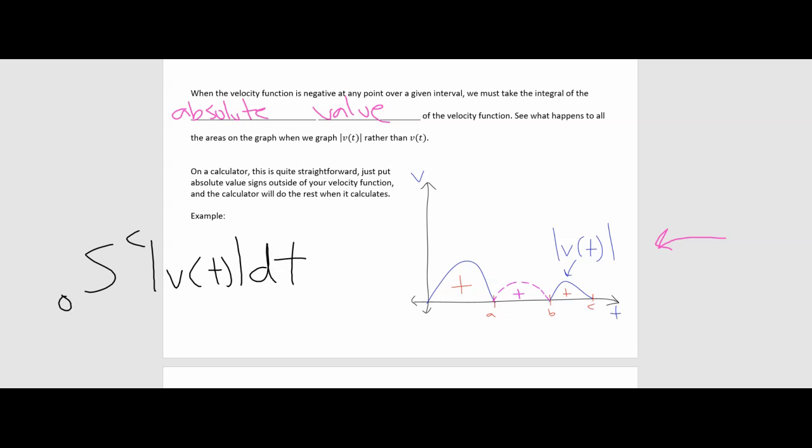In this case, our variable is t, so we'll have a dt rather than a dx. So again, calculator, very straightforward. By hand, a bit more complicated.